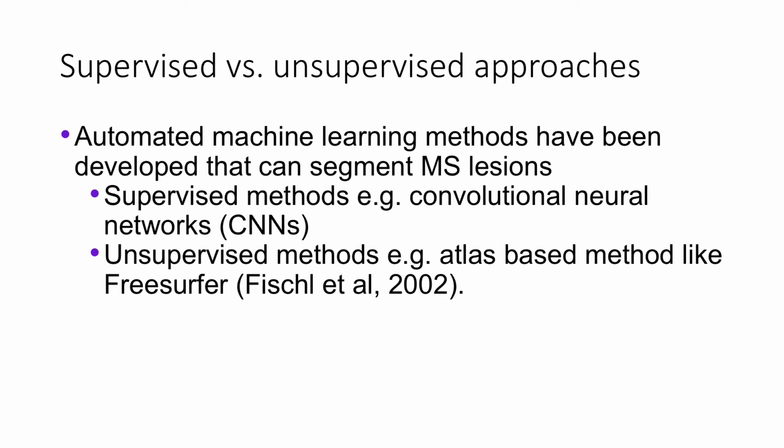There has been work done looking at automating the process of MS lesion segmentation. These can be broadly divided into supervised and unsupervised approaches. Supervised approaches such as convolutional neural networks, random decision tree forests, and support vector machines use pre-labeled data as a means to learn and figure out features when detecting white matter lesions, and unsupervised methods do not require any pre-labeled data. These can take the form of atlas-based approaches such as Freesurfer.